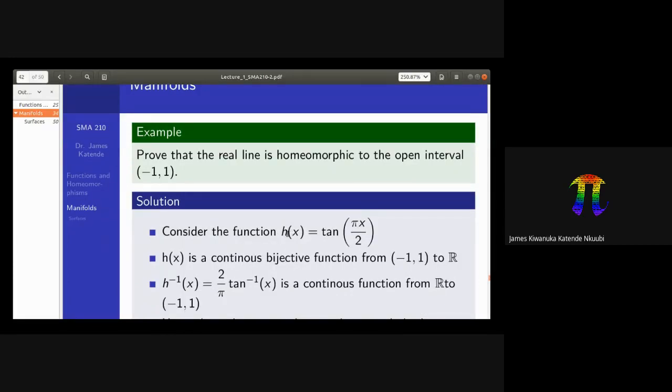So try to draw the graph. I will give you 3 or 4 minutes. Try to figure out what the graph of this function looks like. Remember, the domain is from -1 to 1, and the function will be tan pi x over 2. So I'll give you 5 minutes to draw that function.